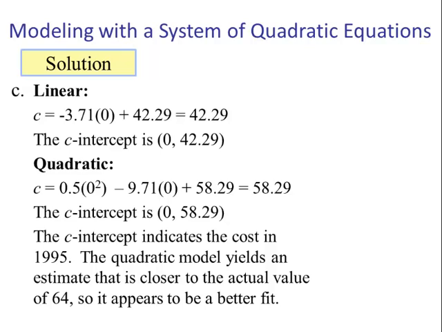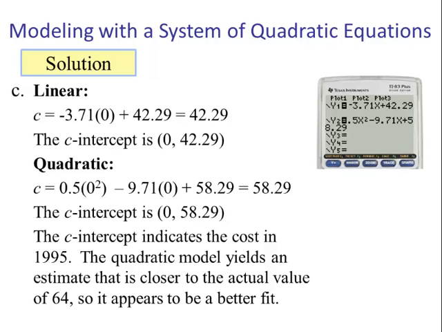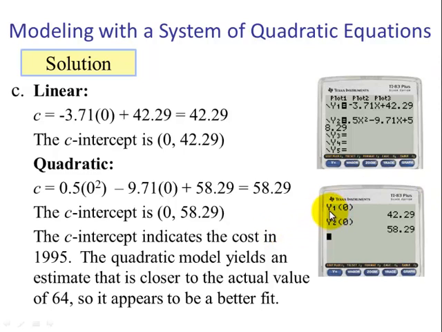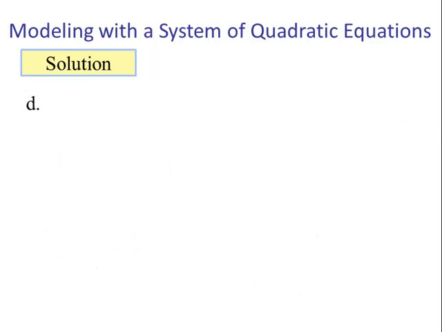Using the graphing calculator, with y1 being the linear model and y2 being the quadratic, we can do y1 of 0 and we get the value of 42.29, b. So to get the y-intercept for y1, we put an input of 0, we get an output of 42.29, and for y2, put an input of 0, we get an output of 58.29. So we have verified the c-intercepts.